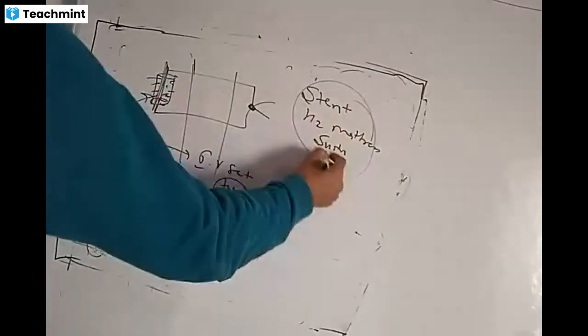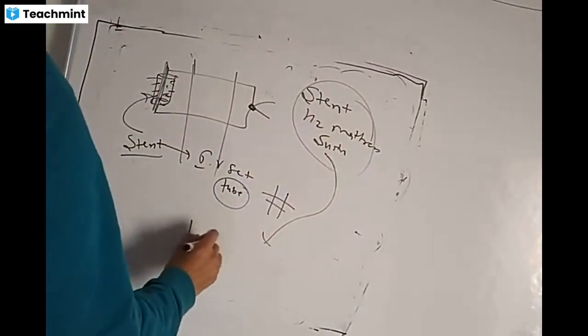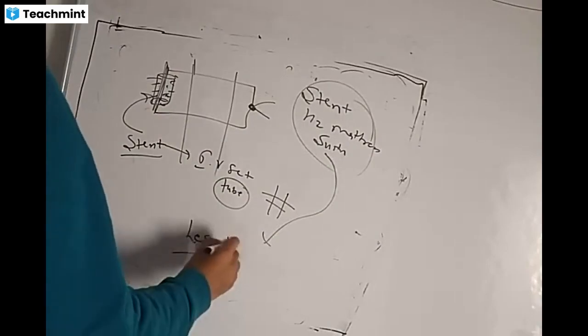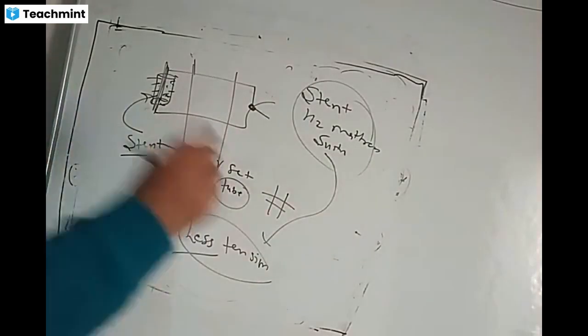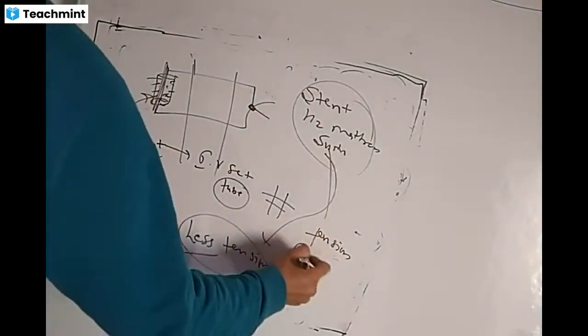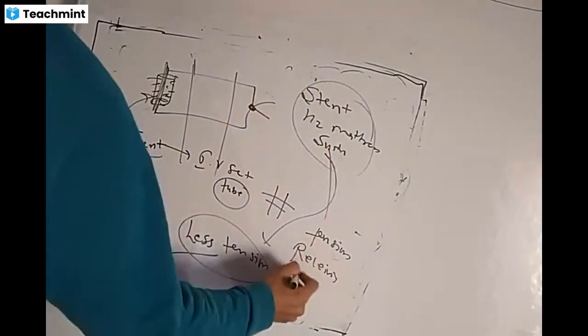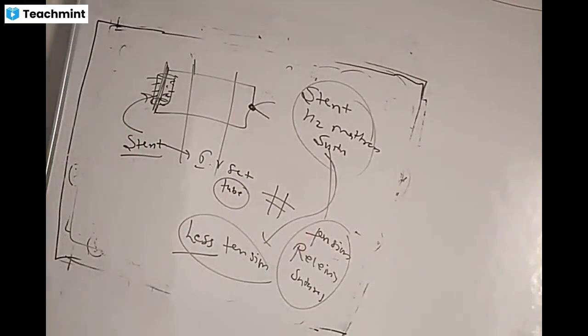Such sutures are called stent horizontal mattress sutures. The main purpose of this suture is to provide less tension over the wound edges. So these sutures are nothing but tension relieving sutures.